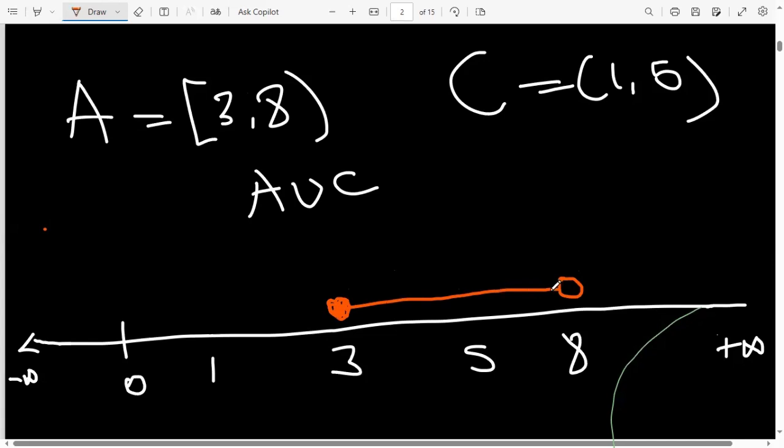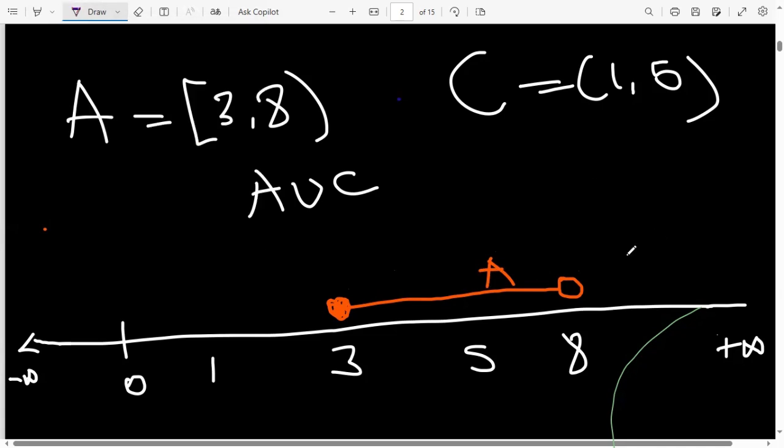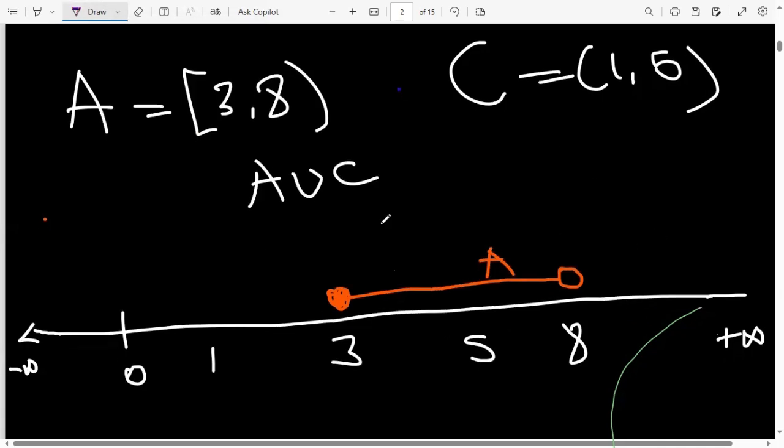So this red line here and these 2 circles, they are representing set A. Okay, then now let's plot set C in blue. Okay, so set C is starting from this one here. Okay, so 1 is not included, and then all the way up to 5, which is also not included like that. Okay, so this is our set C.